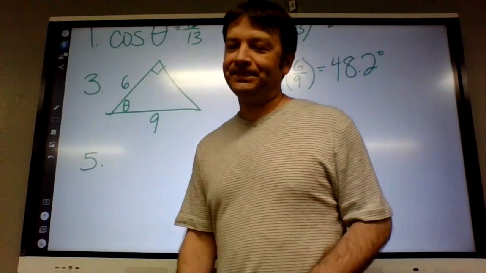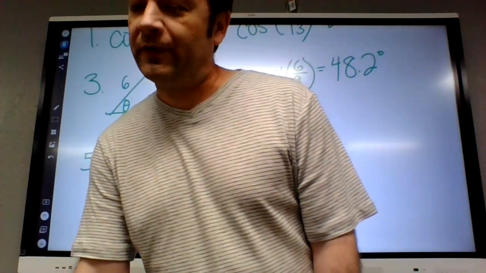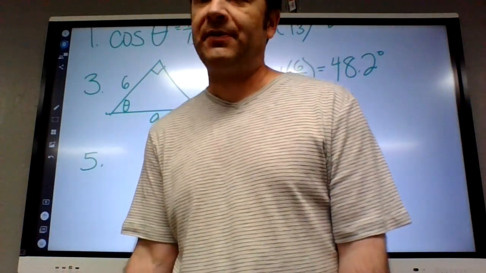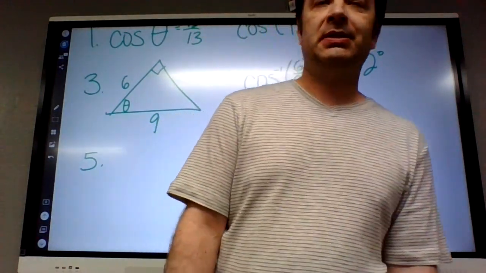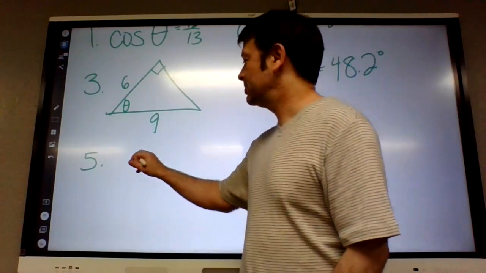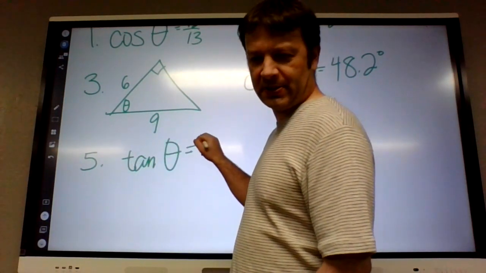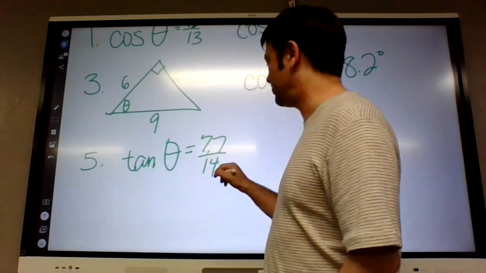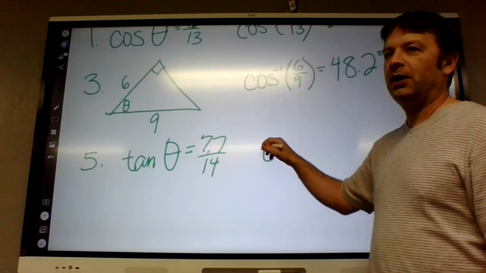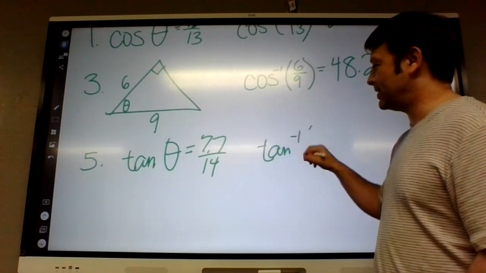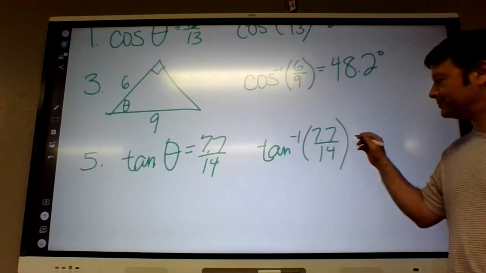Okay, Olivia, number 5, relative to theta, 7.7 is the what? And 14 is the which trig function? All right, so tangent of theta equals opposite, 7.7, over adjacent, so we're going to plug in what? Yeah, the negative one thingy. Tangent inverse of 7.7 over 14.